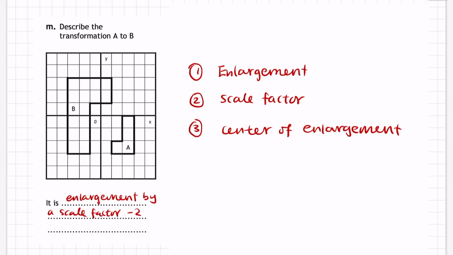Number three, we need the center. When you are trying to find the center, you will need to join the corresponding vertices together and extend the line. As we can see, it's (1, -1). Therefore, it's an enlargement with a scale factor of -2 about the center of enlargement (1, -1).